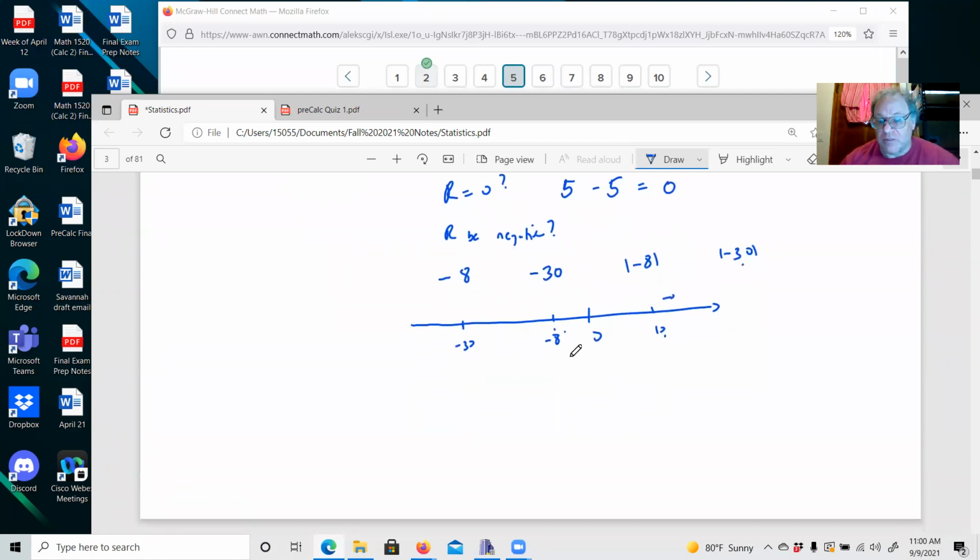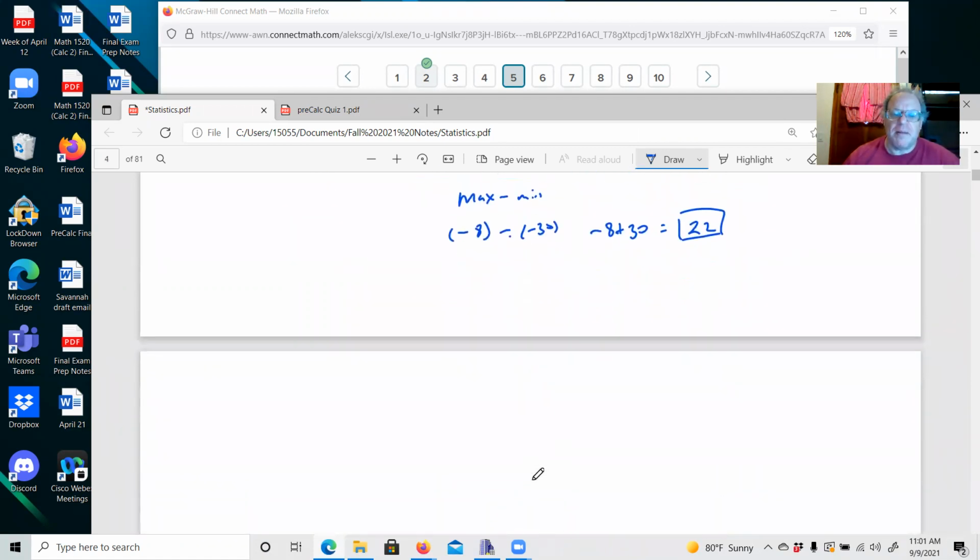So if we're going to go ahead and subtract, right? Biggest number minus smallest number. Max minus min, we're going to take -8 minus -30. What happens when we get the minus minus? -8 plus 30, which is equal to 22. The range here is 22. So even with two negative numbers, I got a positive value for range, right? So can the range be negative? No. Range cannot be negative.